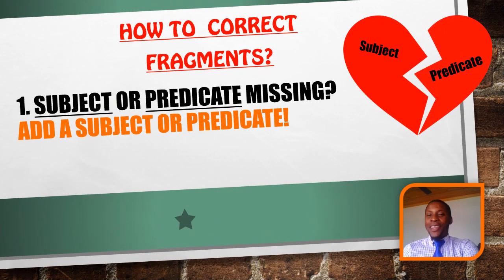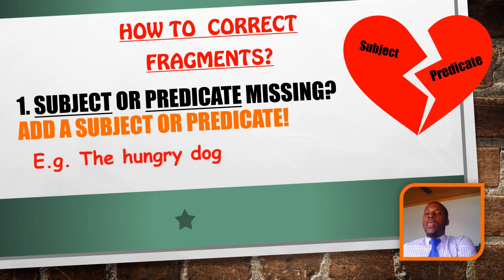Here we are at the big boy, how to correct fragments. So we've just talked about how to identify a fragment, and that gets us to the next step. Once we've identified what the problem is with the fragment, we can correct it. So if our fragment is missing a subject or predicate, we are simply going to add a subject or predicate. Let's look at these examples.